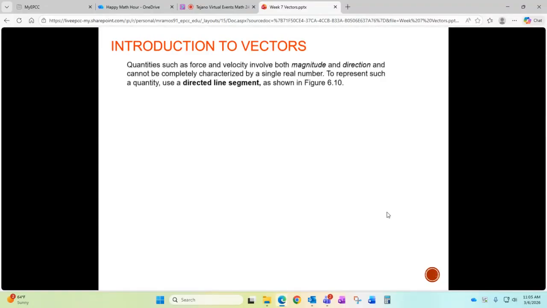So what is a vector? An introduction to vectors. Quantities such as force and velocity involve both a magnitude and direction and cannot be completely characterized by a single number. So to represent such a quantity, we use a directed line segment. We have an example right here.